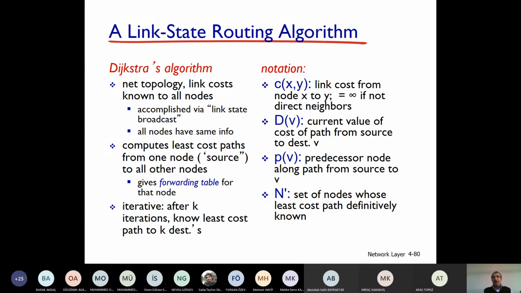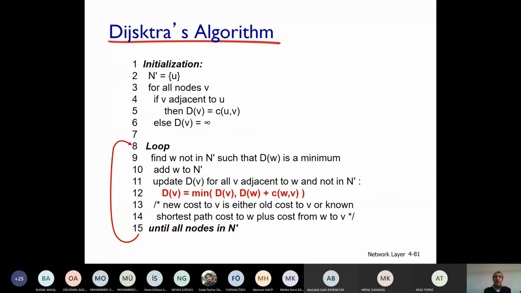In order to explain the Dijkstra algorithm, we're going to give you some notation that we use. C of x,y is the link cost from node x to y. If they are not direct neighbors, then we put this as infinity. If two nodes are neighbors, we put a value; if the nodes are not direct neighbors, then we put the value of infinity. D of v is the current value of the cost of the path from source to destination v, and p of v is the predecessor node along the path from source to v, and N prime is the set of nodes whose least cost path is definitely known.